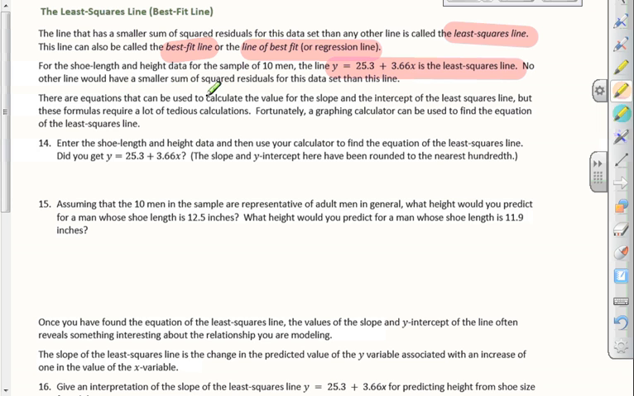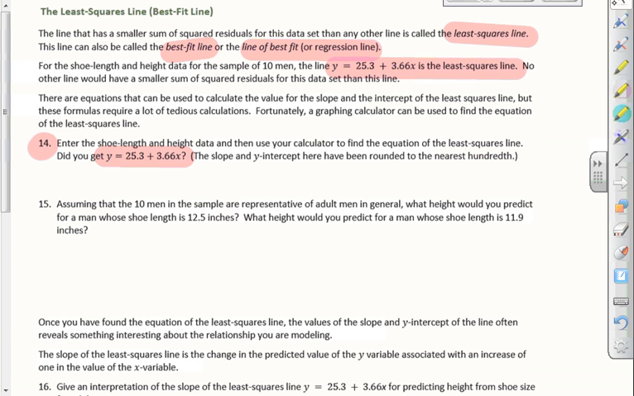There are equations that have been used to calculate the value for the slope and the y-intercept of the least squares line, but these formulas require tedious calculations. That's what the calculator is helping us do. Fortunately, the graphing calculator can be used to find the equation of the least squares line. So right now, I want you to enter the shoe length and height data in your calculator and find the least squares line and see if, in fact, you get this equation.